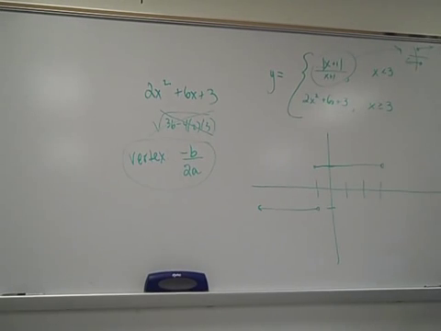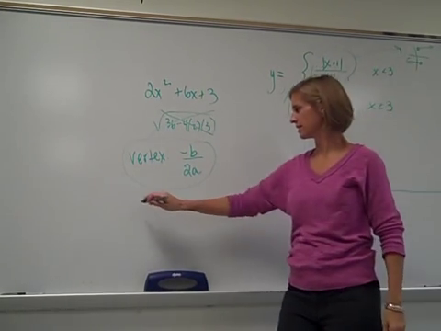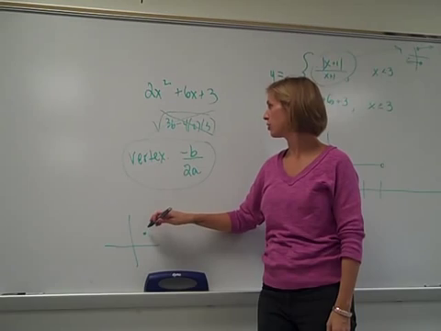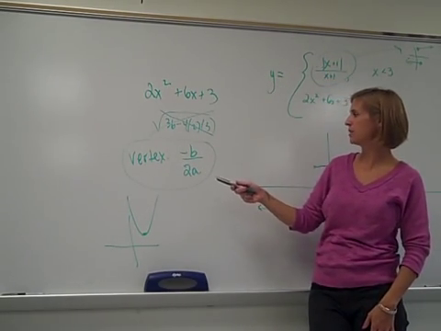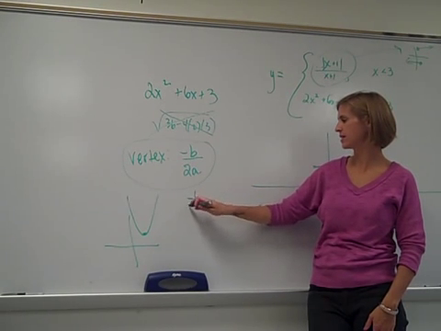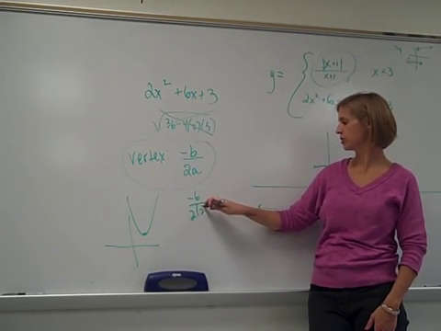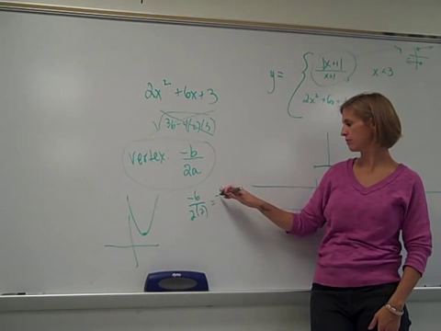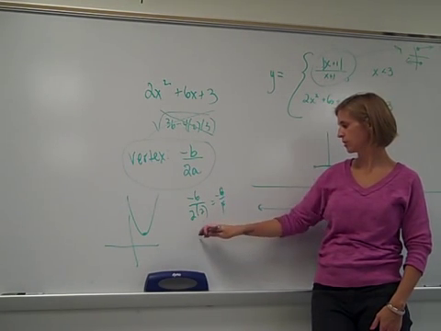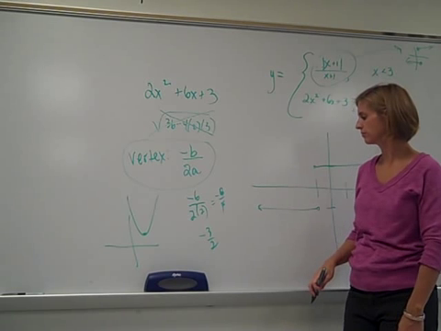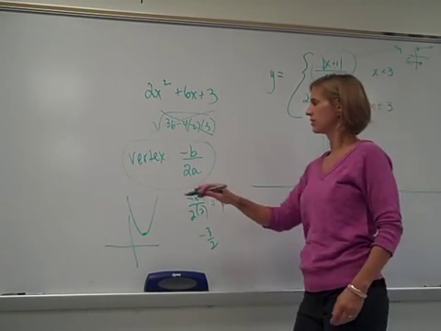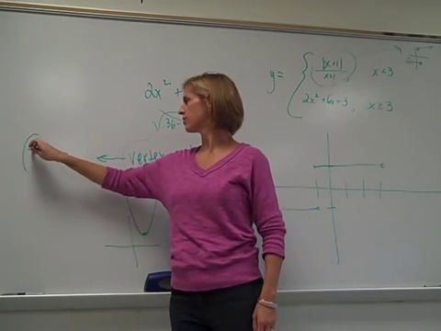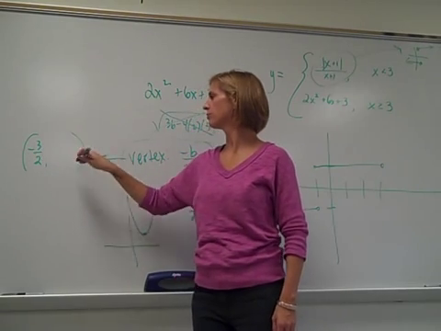Why do you need the vertex? Because if we know where the vertex is, and we know it opens up, then we know it's there. Okay, that's helpful. So negative b over 2a, so negative 6 over 2 times 2. So negative 6/4, negative 3/2. So that's the x value. So the vertex is at negative 3/2, comma, where's the y value?